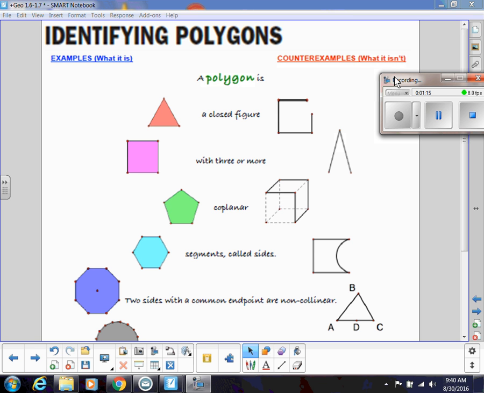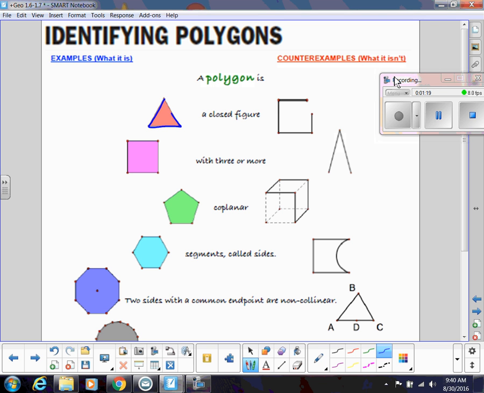And what I mean by a closed figure is like this triangle is closed, whereas this one is not. It has an opening in it. With three or more, okay, so three or more, we're talking about sides. So a square has three or more sides, whereas this one over here on the right only has two. That's not a polygon. And the sides have to be coplanar.